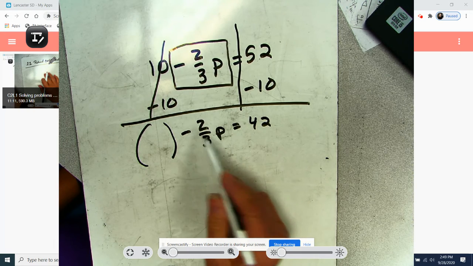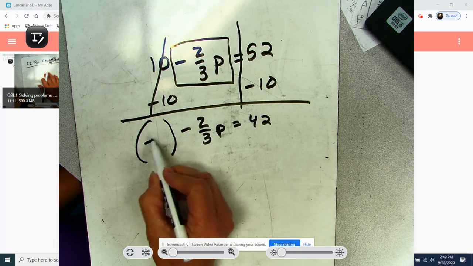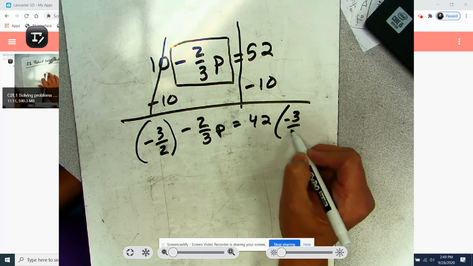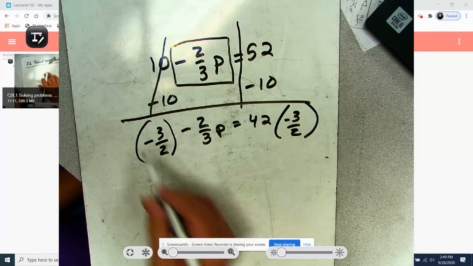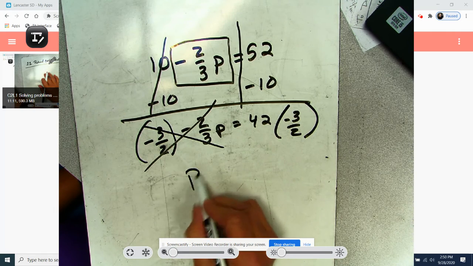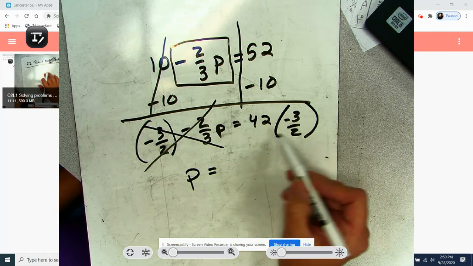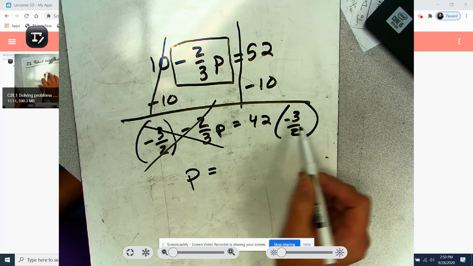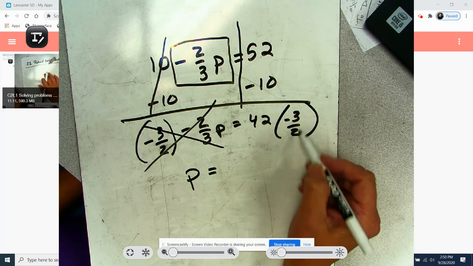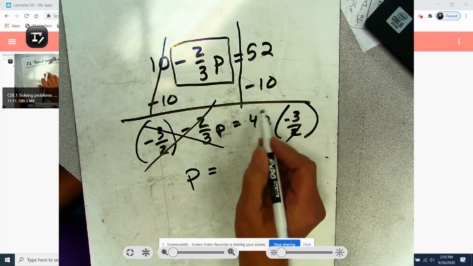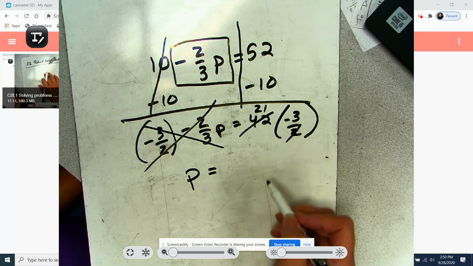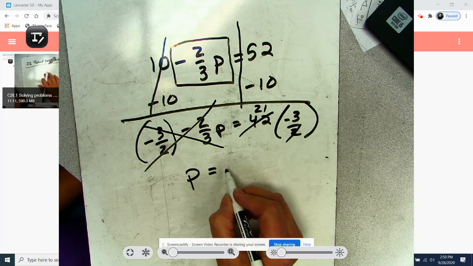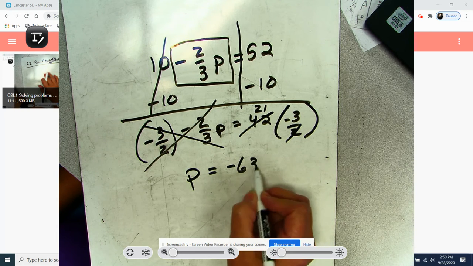So the inverse of negative 2/3 is negative 3/2. I have to do it on both sides, so I put one over here. This is going to cancel and leave p. And now I'm going to either multiply 42 times negative 3 and divide by 2, or since multiply and divide come evenly, I'm going to divide 42 by 2 to get 21, and then I'm going to multiply 21 times negative 3 to get negative 63.